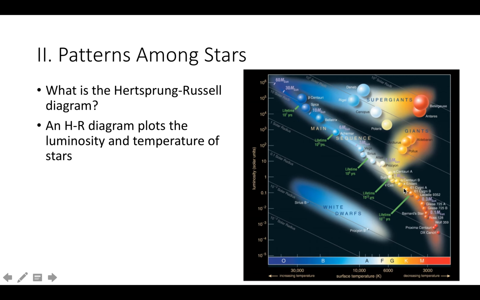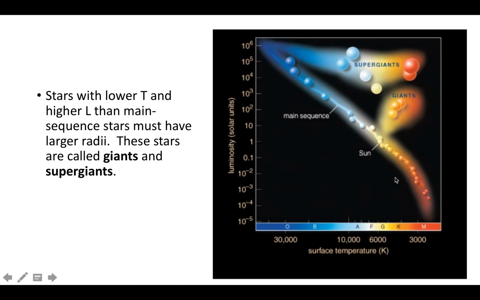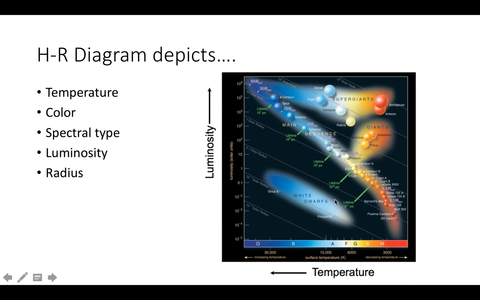And I'm trying to find our sun. Our sun should be somewhere right around here, but I'm not seeing the name, it should just say the sun. Oh, there it is, right there. Boom, sun. Okay, so most stars fall along the main sequence. Stars that have a lower temperature and higher luminosity are giants and supergiants. And stars that have the inverse of that, higher temperature with a lower luminosity, are called white dwarfs.